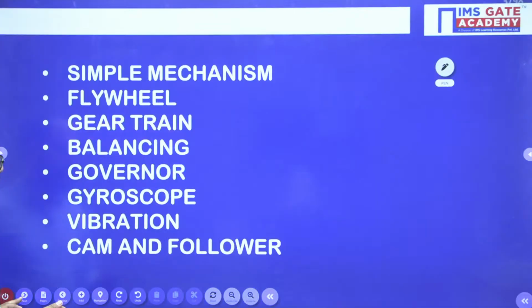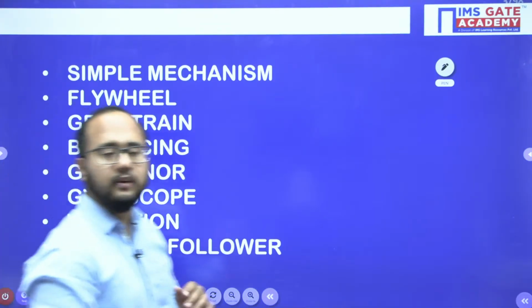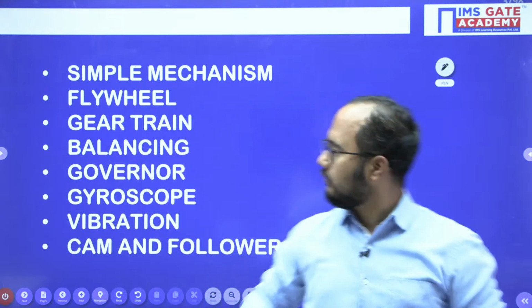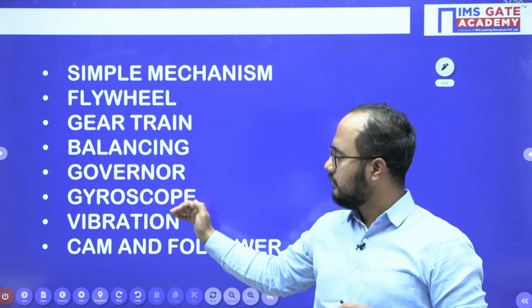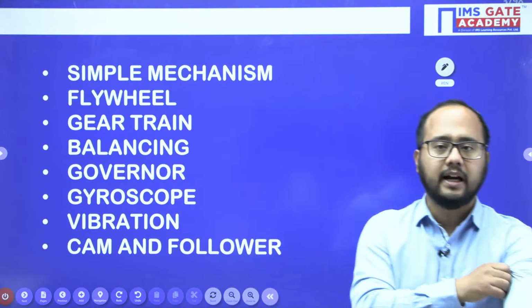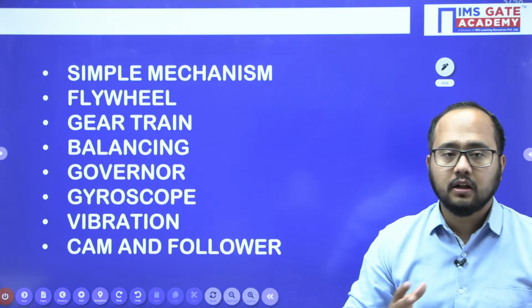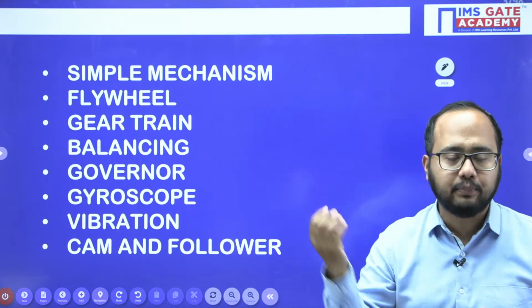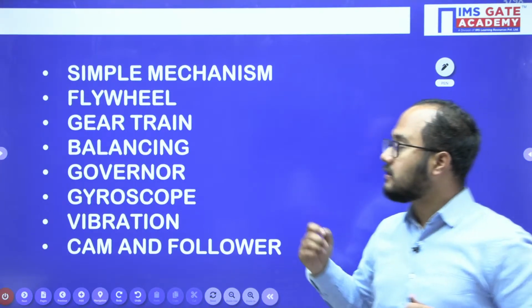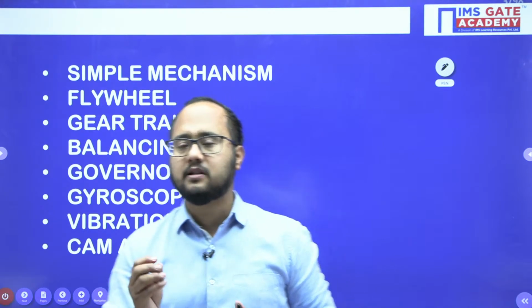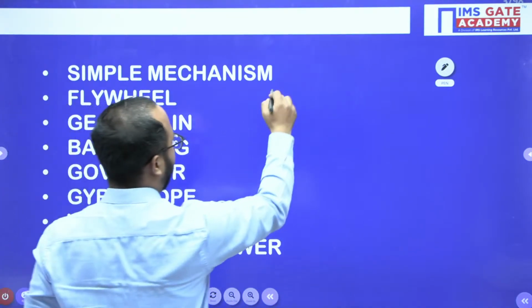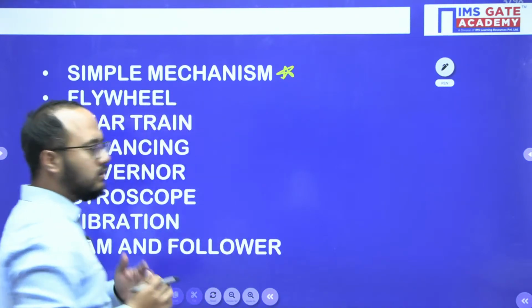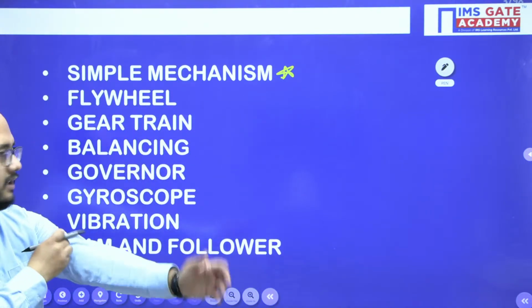Okay, so these are the topics that we will start with. We'll start with simple mechanism, then we'll go with flywheel, gear train, balancing, governor, gyroscope, vibration, and cam and follower, right? Now if I talk about the important chapters from which you will definitely expect some numericals, for example simple mechanism is one of the most important topics. Definitely you can expect numerical.